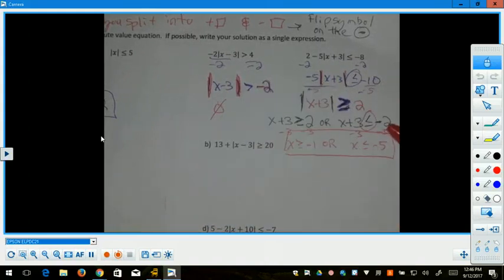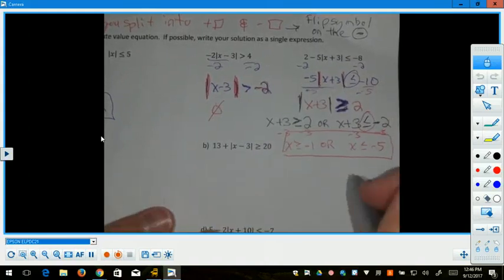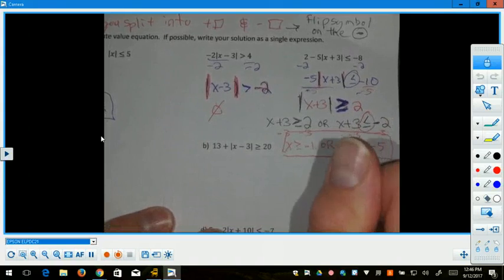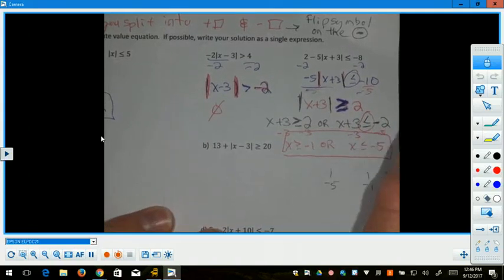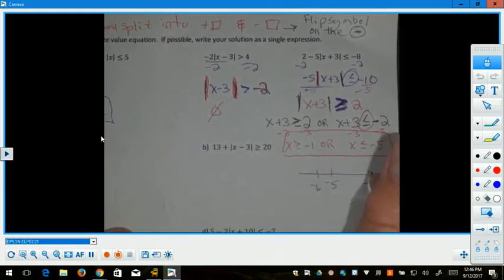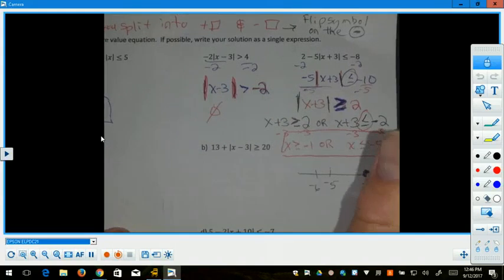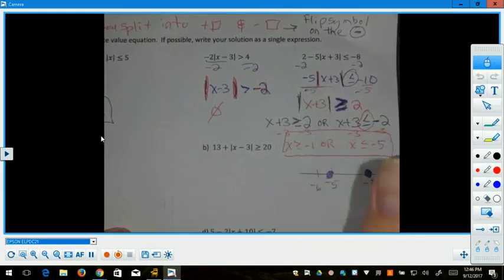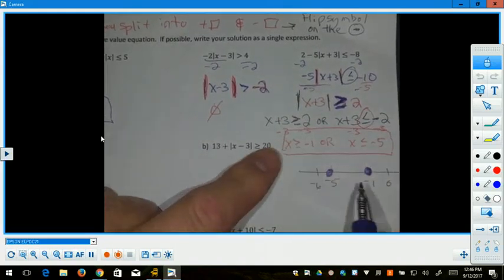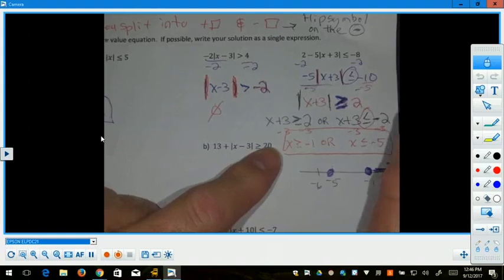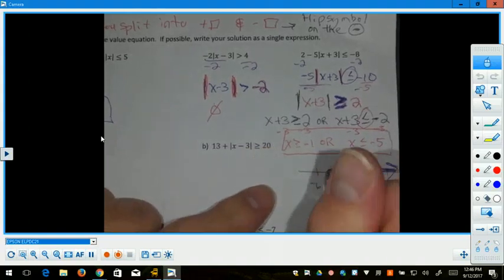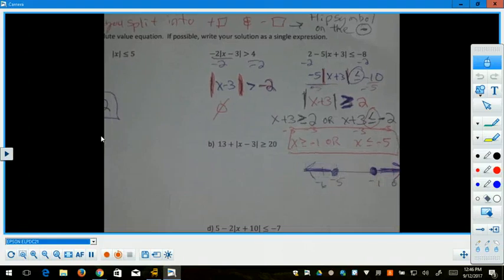We're going to graph this just to see what it looks like. We've got -5 here, -1, here's 0, here's -6. There's my number line. There is equality with both of these, the -1 and the -5. This one says x is greater than or equal to -1, so that goes to the right. They diverge. X is less than or equal to -5. They go in opposite directions. They diverge.